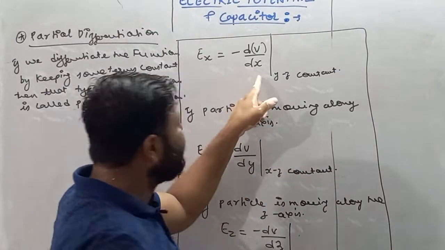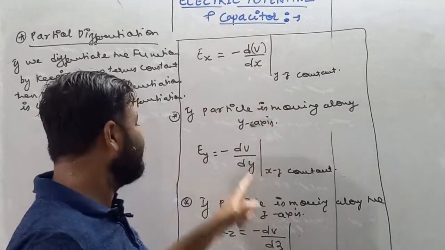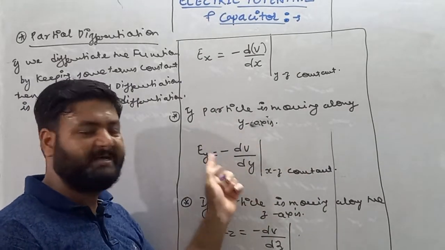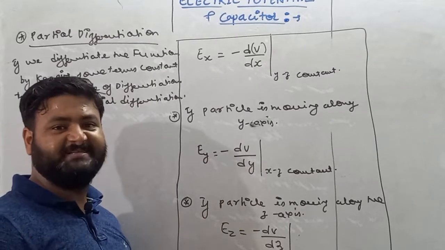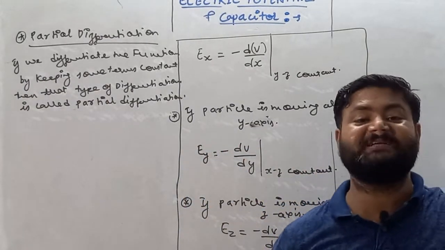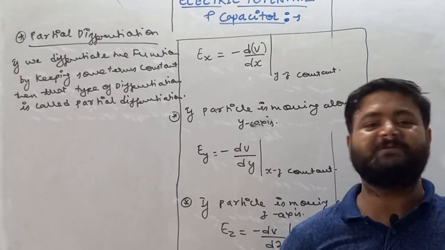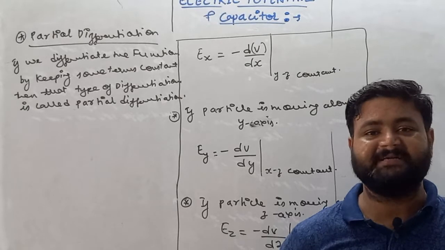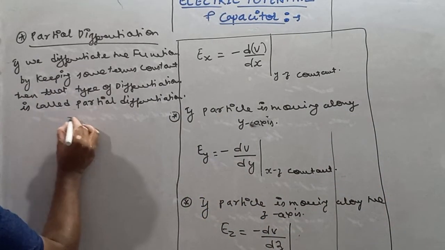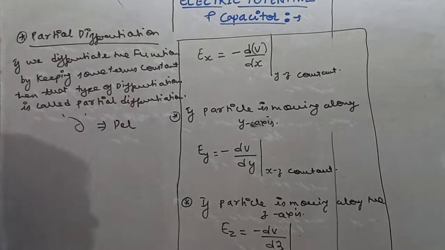See here, we are keeping y and z constant, so this is a partial differentiation. Keeping x and z constant, we differentiate partially, so this is also partial differentiation. So remember, there is a new term called partial differentiation. Partial differentiation means keeping some terms constant and differentiating the function. It is symbolized by del.